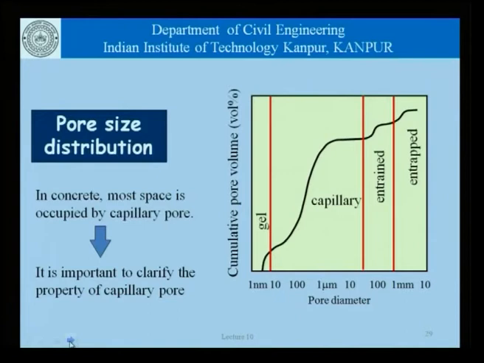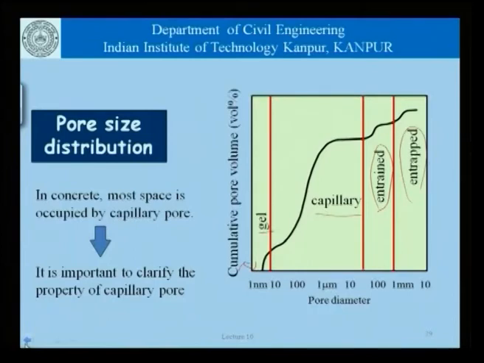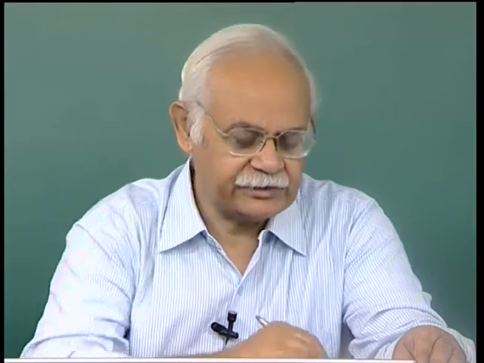If we look at the pore size distribution within concrete, again it is the same picture: entrapped air, entrained air, capillary pores, gel pores, and somewhere here would be the intercrystallite pores. We will study it a little bit more in detail a little later, that most of the space in concrete as far as pore space is concerned is occupied by capillary pores, and therefore it is important for us to understand the evolution of these pores as it happens through the hydration.